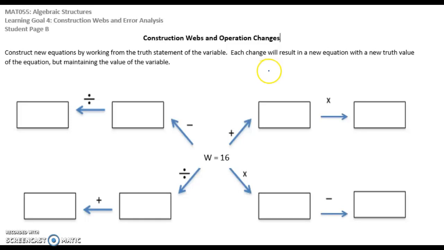In this video, we're going to look at web constructions. So on page 13, you have a web that looks like this. And we're going to start out that w equals 16. So the value of the variable is the fact that w is equal to 16.